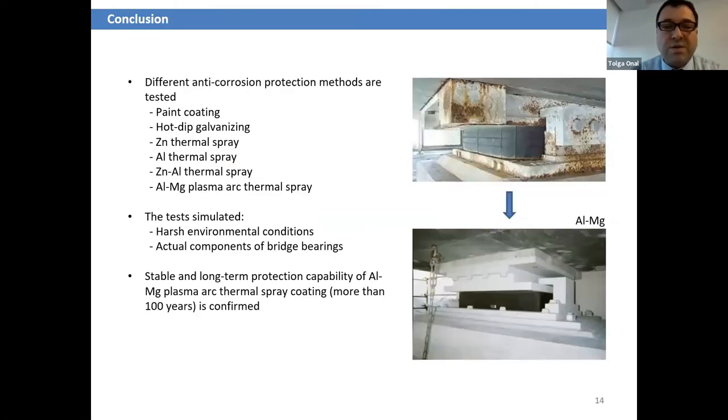In conclusion, different anti-corrosion protection methods were tested: paint coating, hot dip galvanizing, zinc thermal spray, aluminium thermal spray, zinc aluminium thermal spray, and the aluminium magnesium plasma arc thermal spray that we proposed. The test simulated harsh environmental conditions like marine environment, and simulated actual components of bridge bearings. We confirmed stable and long-term protection capability of aluminium magnesium plasma arc thermal spray coating, which can be evaluated as providing a durability of more than 100 years.